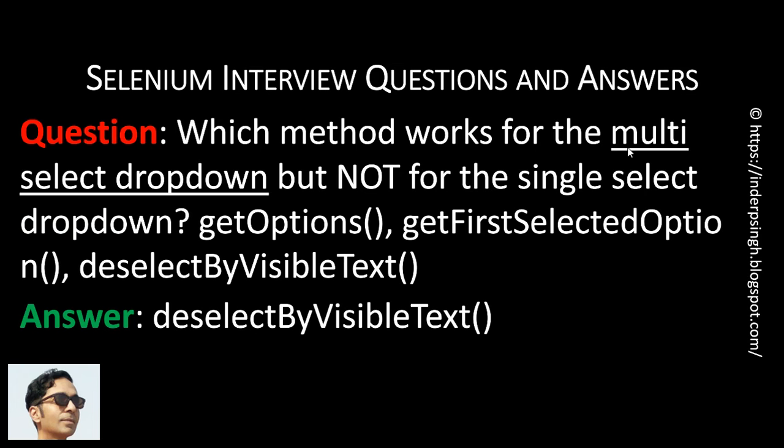Which method works for the multi-select drop-down but not for the single select drop-down? Out of getOptions, getFirstSelectedOption, and deselectByVisibleText: getOptions and getFirstSelectedOption work for both single select and multi-select drop-downs, but deselectByVisibleText works only for the multi-select drop-down.